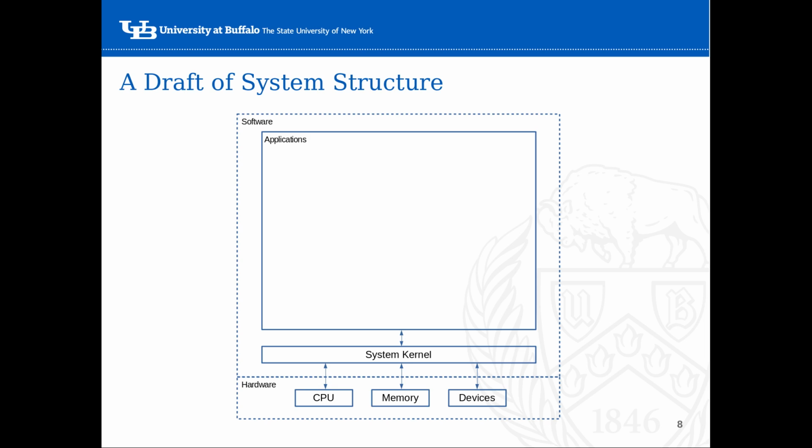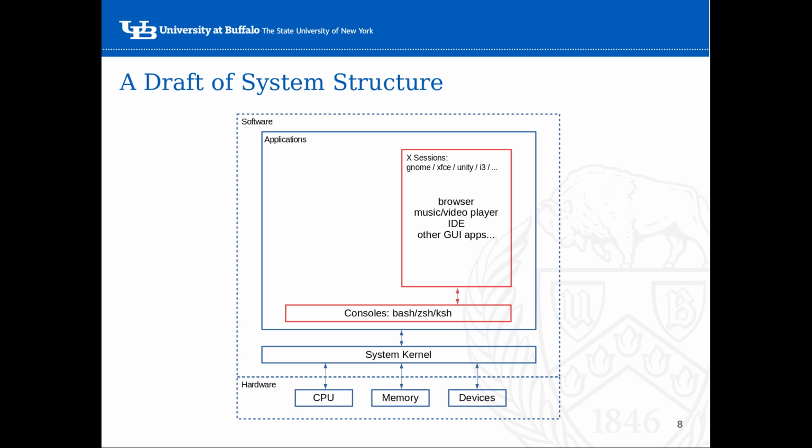If we go deeper, the first layer in the applications is different kinds of consoles, like bash. It's just like the picture you saw before, a single command line. Above that is something everyone is very familiar with. We call them X sessions. In Linux the name is X sessions, but it's just different kinds of desktops. You can think of it like that. Most people are familiar with this case.